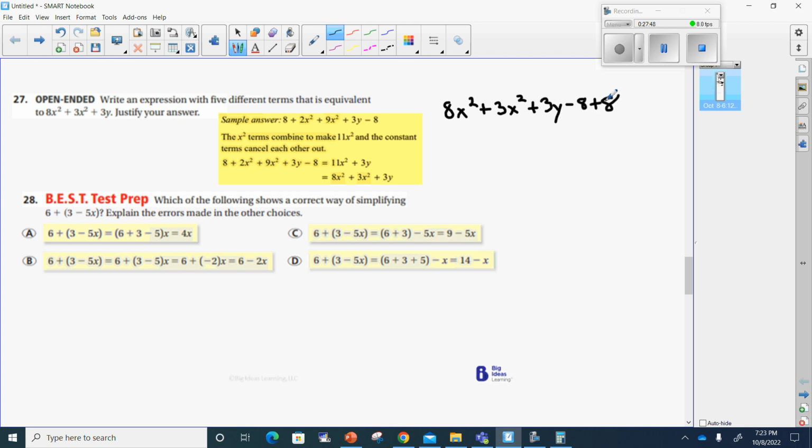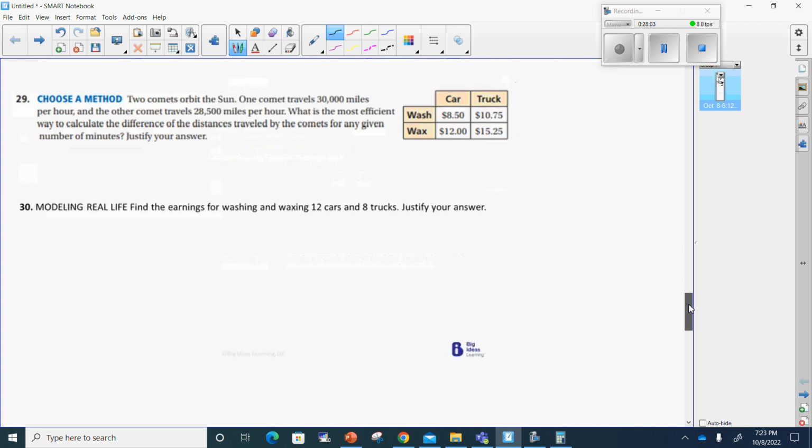Does it equal the same thing? Yes, because 8 minus 8 will give me that same expression that they have here. That's kind of weird the way they did it, but I'm hoping this one makes it a little easier to see. Let's go ahead and move down to number 29.